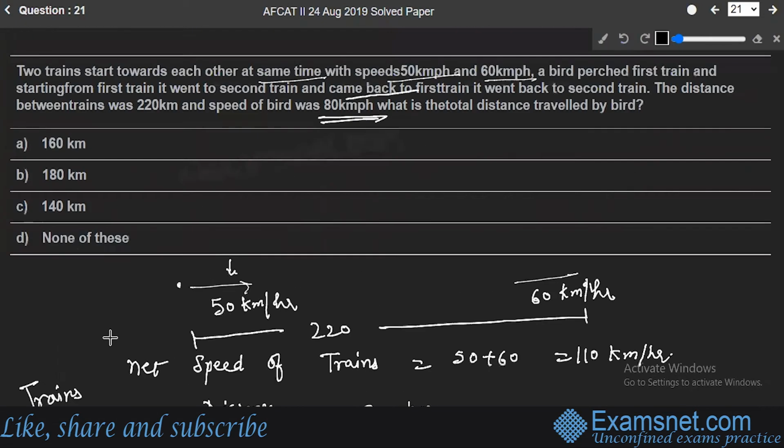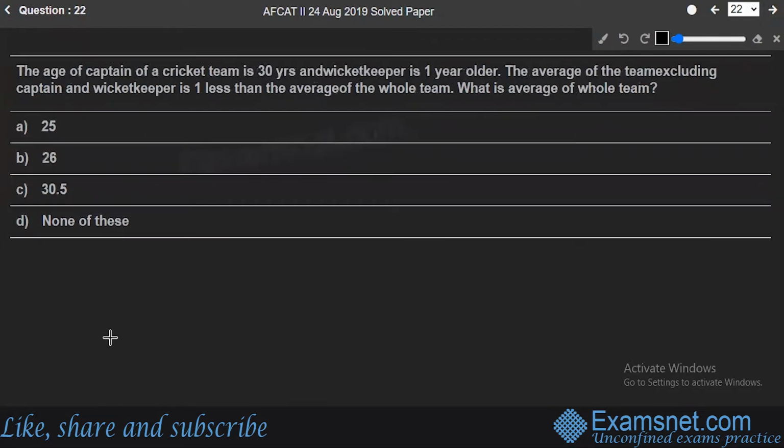Let's check the options. Option A is the correct answer to this. Hope this is clear. Now let's go to the next question, number 22.